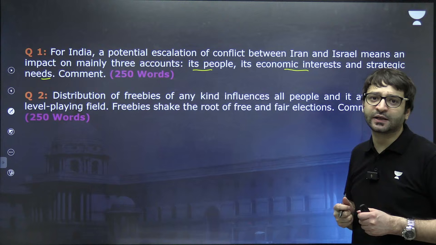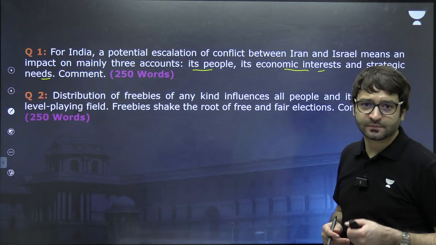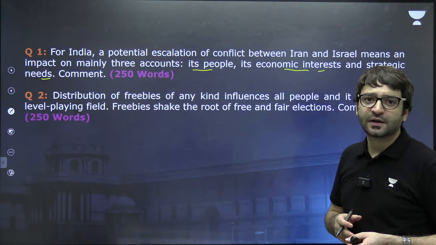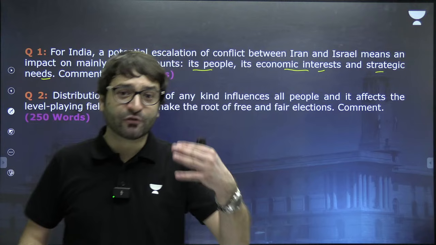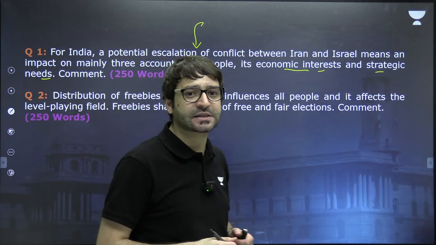Economic interest. We are also talking about the Middle East economic corridor. We are also talking about the Chabahar port. We are talking about the import of oil. We are talking about the trade that we have with the Gulf countries. We are also talking about the strategic needs, for example, with Iran, for example, with Israel. All that would be impacted. That is what the Indian policy makers are worried about. That is why we are urging these countries to exercise restraint.